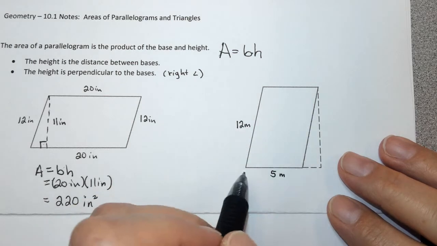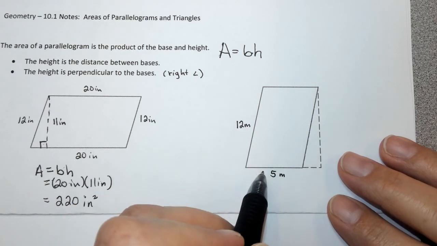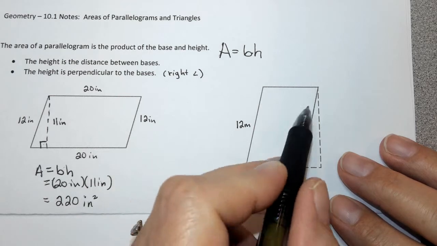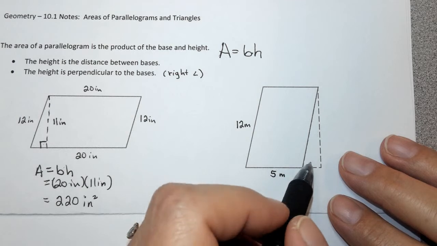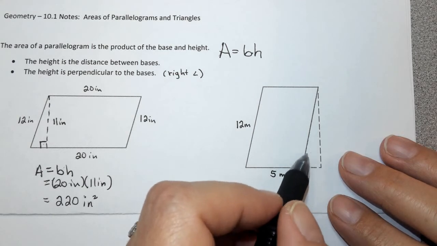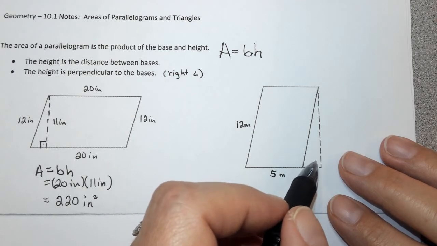The solid lines make the actual geometric figure, so this is a parallelogram. The dotted lines are called auxiliary lines, which means they just help us find measurements, but they aren't actually part of the figure. You don't want the area of the space within the dotted lines.